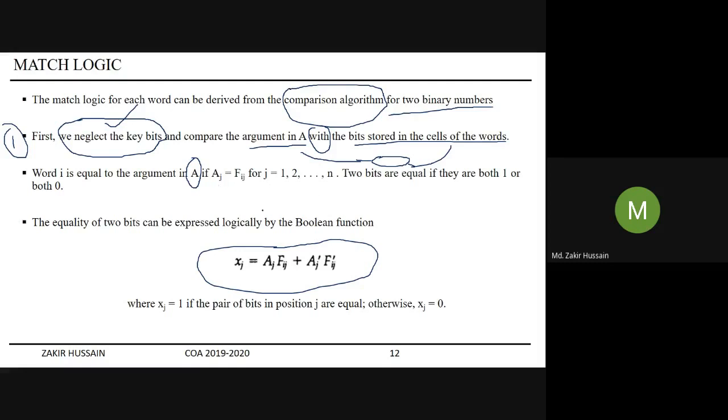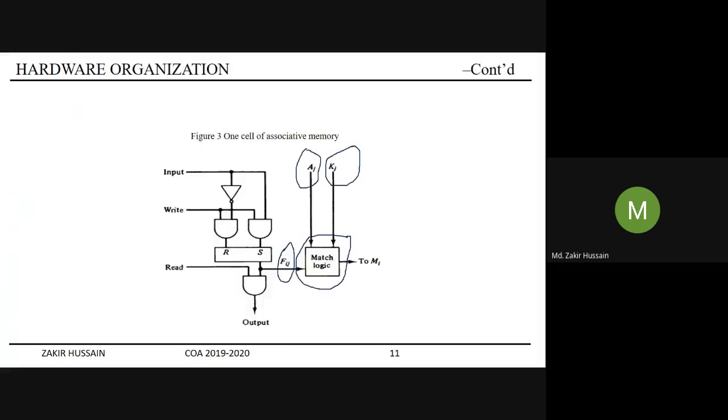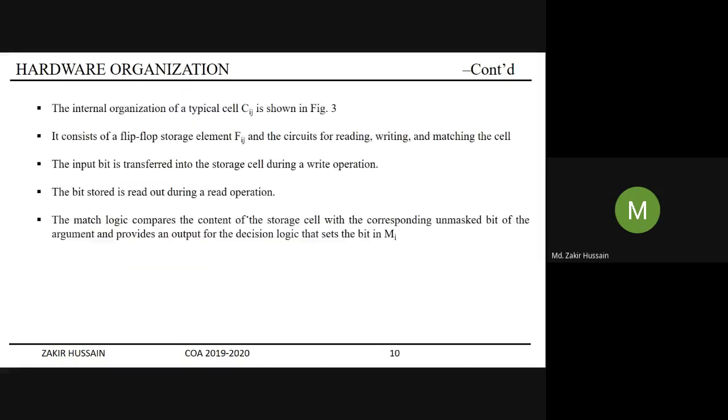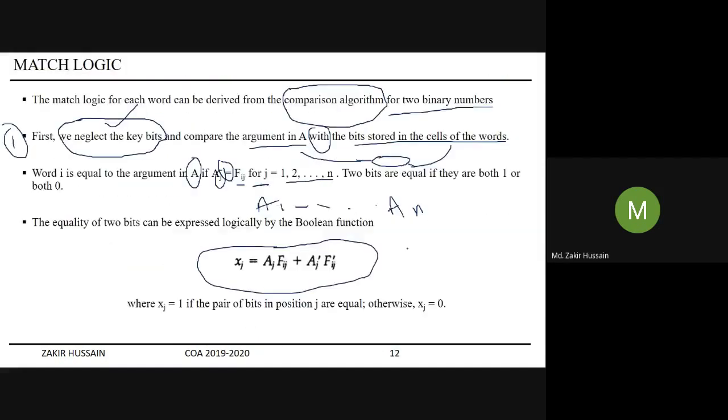J you substitute from A1 all through AN, because N bits are there in the argument register. Now, that is equal to F_IJ. What is F_IJ? In the word register, these are the F_IJ, any bit in the word. So let us go here. For example, take the first word: I is the first, that is the row. Let us say this is the first word. And the corresponding J may be 1, 2, likewise.